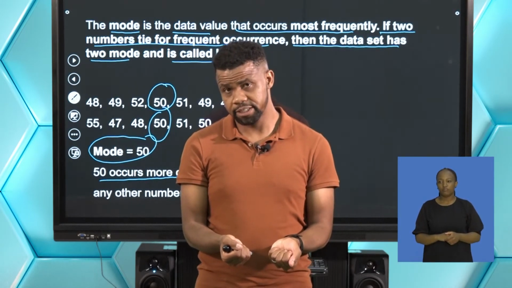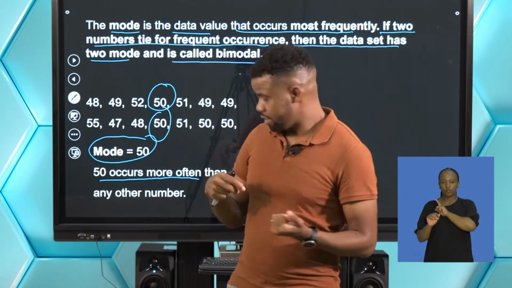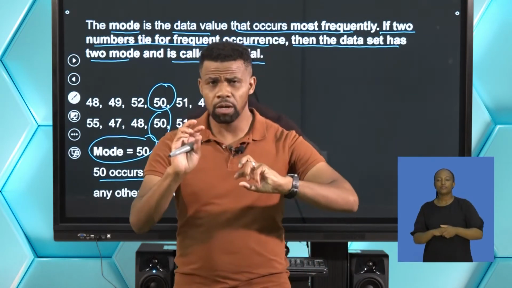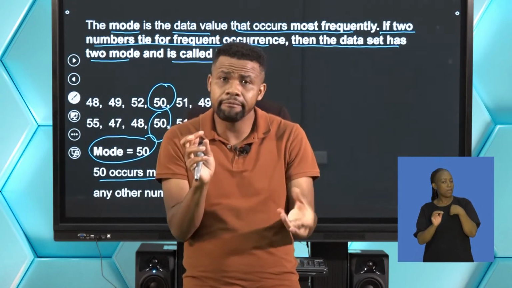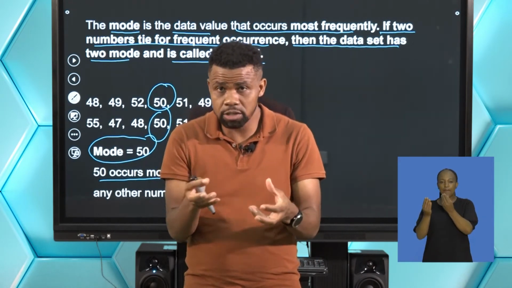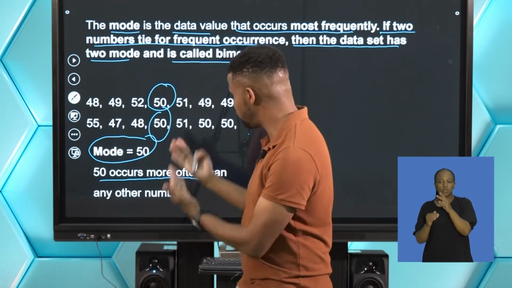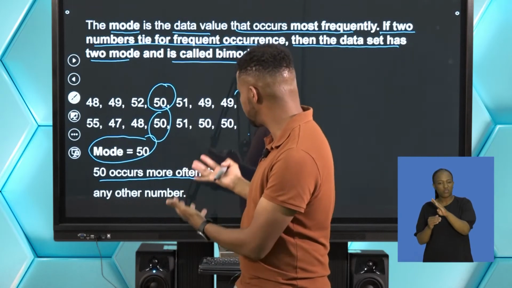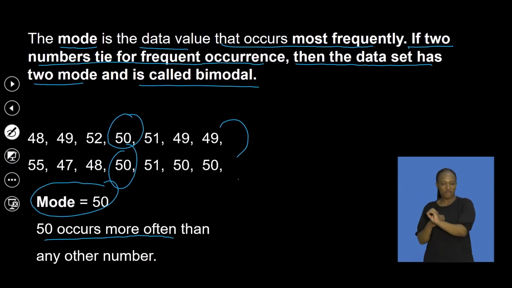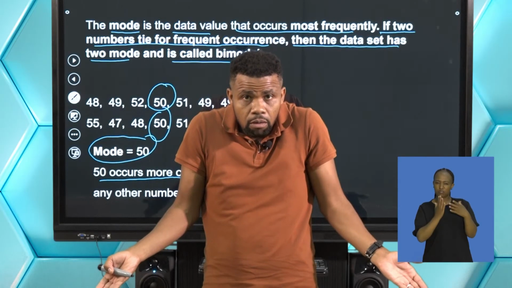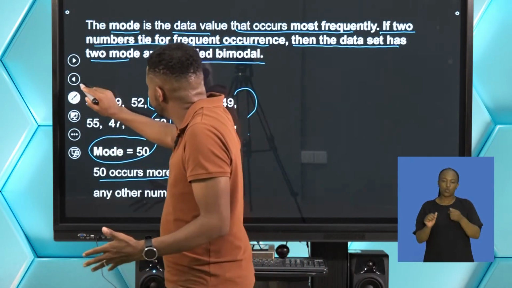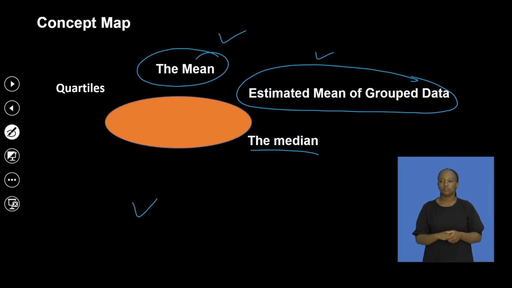Okay, fantastic. But what is interesting, let's go back to our question: what if I don't have raw data like this? This is raw data because the data is not grouped. I can see the actual 48, 49, 52, 50, 51, and so on. I can tell that 50 is occurring more often than the others, hence it is the mode. What about the table with the aircraft? I don't know. How do I tell the mode? If you go back, look at this. I want you to look at this.